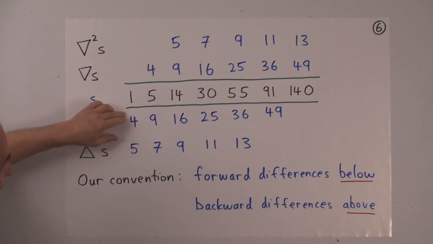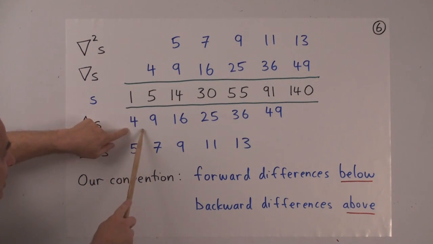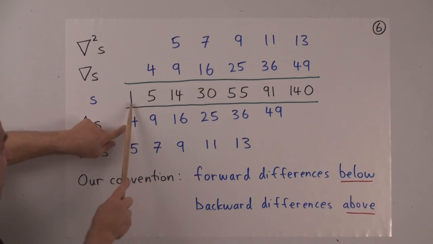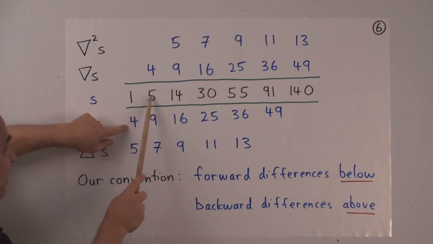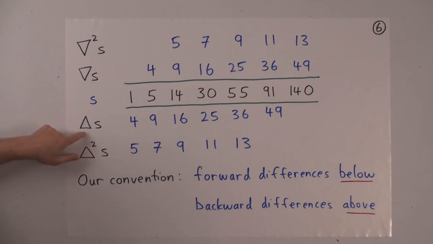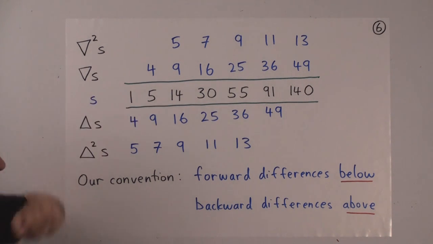So below the line here, that's what we already talked about. The difference here, this 4, is the difference between 5 and 1. This is a forward difference because it's the value of the sequence at this point and the value of the sequence at the next point, the difference of those two. So these here are the values of the forward difference operator acting on that initial sequence S.